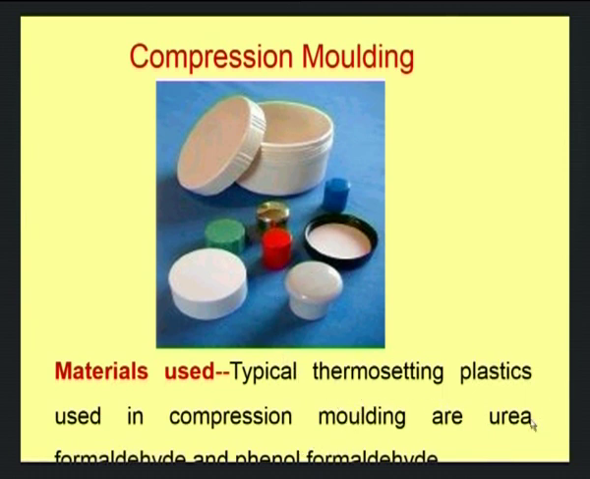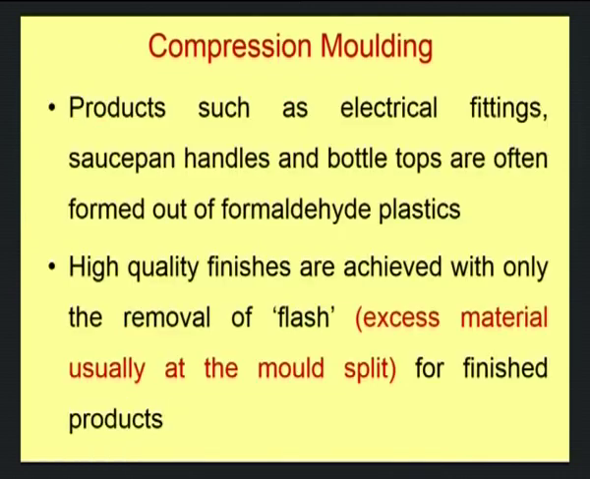The normal thermosetting plastics that are used in compression molding are either urea formaldehyde or phenol formaldehyde. Now, if you look at the products that are made by compression molding, most of the products are related to electrical fittings, handles for kitchenware, and bottle tops. So, these materials are mostly made of formaldehyde based plastics, and these are usually compression molded. Now, high quality finishes are achieved only with the removal of flash. Unless you remove the flash, the finish would be of inferior quality. So, this trimming operation has to be carried out for products processed by compression molding.